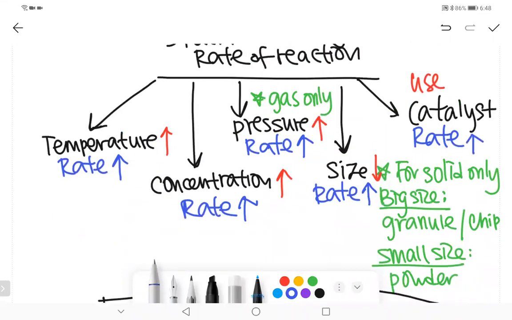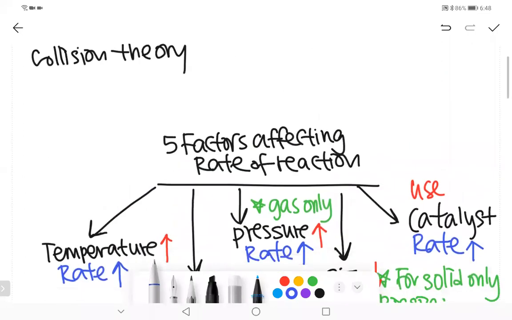Okay, let's do a quick summary again before we do some exercise. There are 5 factors that can affect the rate of reaction, which are temperature, concentration, pressure, size, and catalyst. We need to know how these 5 factors affect our rate of reaction. Now let's try to do some exercise together. Hopefully this exercise gives us a better idea.